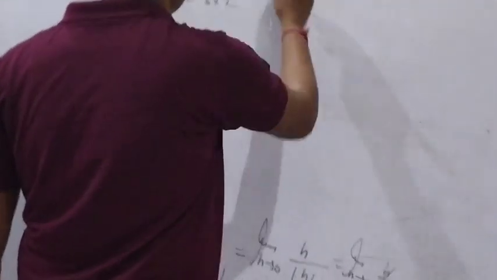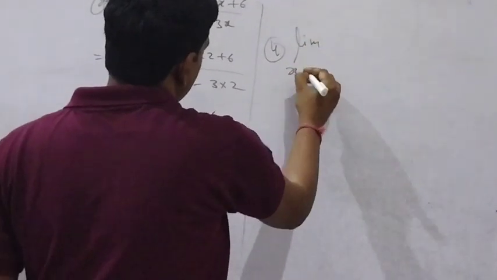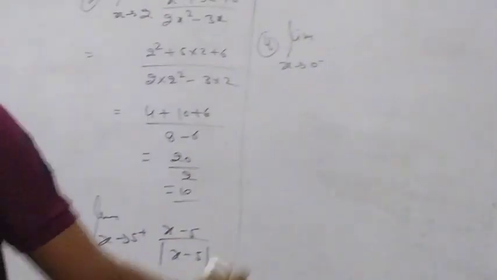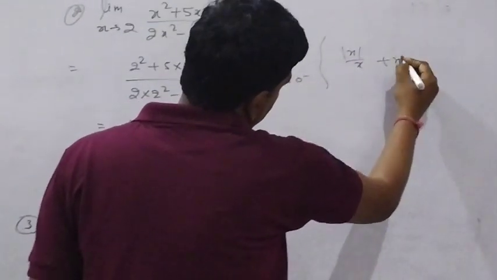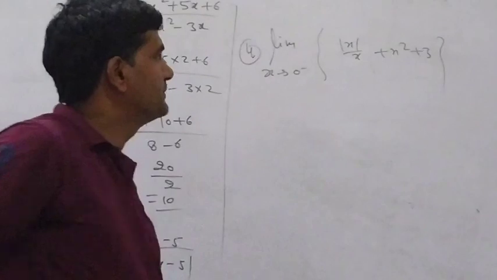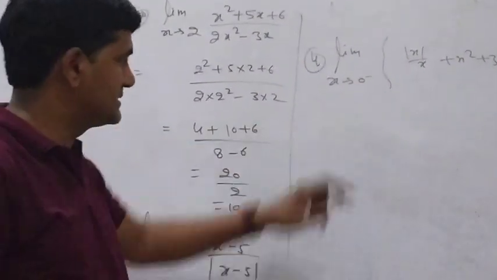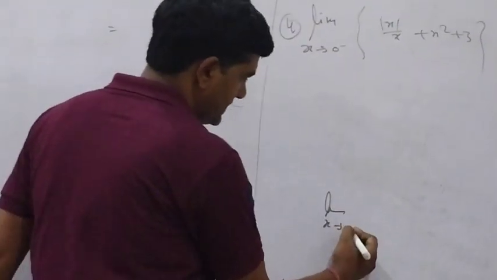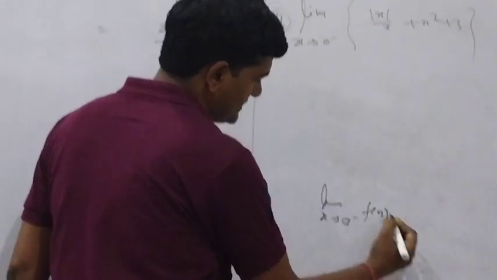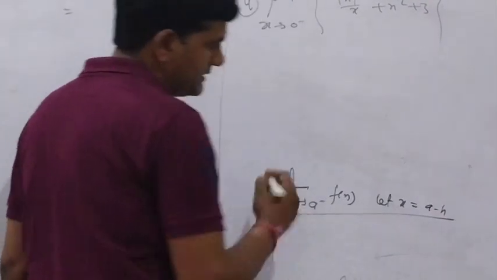Understood? Now see the last example here. If x tends to 0, mod of x upon x plus x square plus 3. Clear? Here x tends to 0 minus, meaning x tends to a minus. Here limit x tends to 0 minus, it means x tends to a minus f(x). Then here let x is equal to a minus h. Clear? This is a rule. In the first video we have done it.